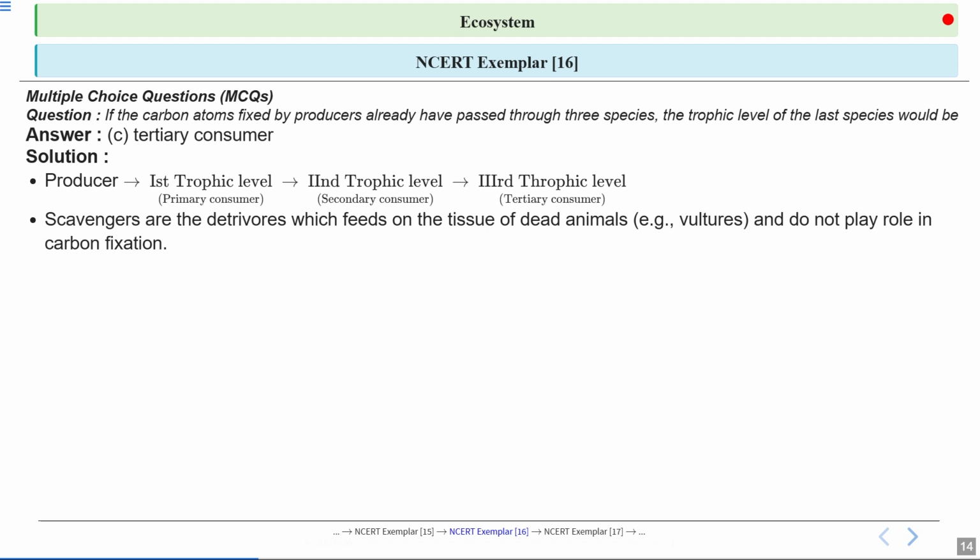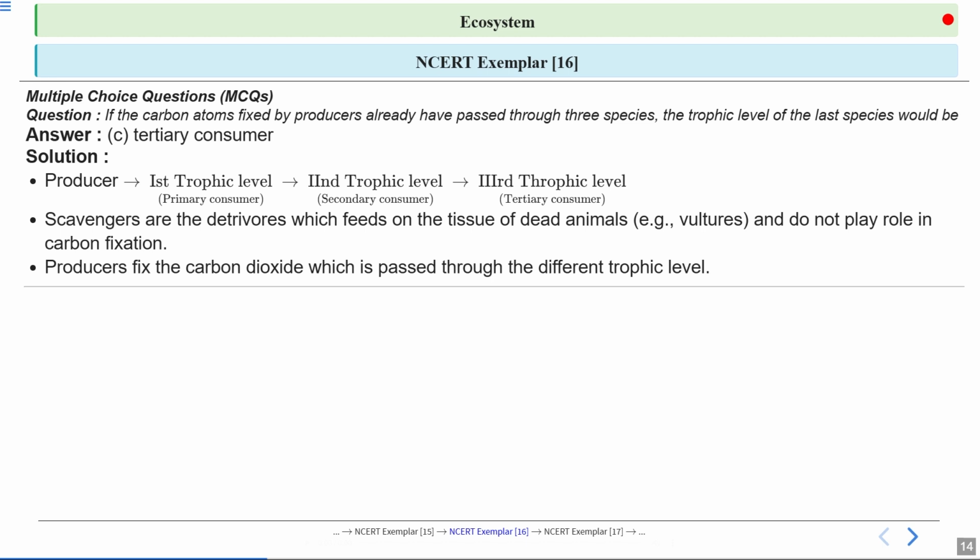Let's discuss scavengers. So scavengers, like vultures, are detritivores that feed on dead animals. They play a crucial role in the ecosystem by breaking down dead matter, but they do not contribute to carbon fixation. Okay, so producers can carry out photosynthesis, and by this process they can fix carbon dioxide present in the air. And you can see producers produce biomass and energy which is passed through the different trophic levels.